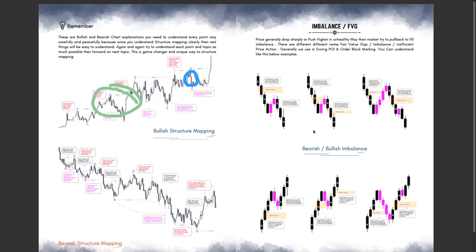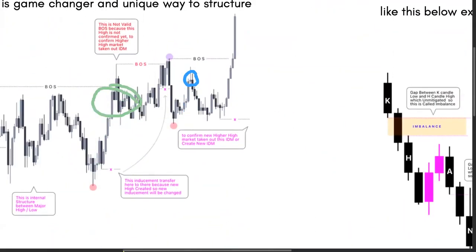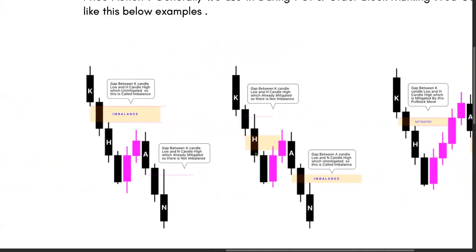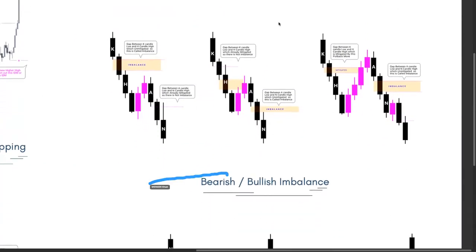The first imbalance. Which one? This is a structure mapping, and this one is an imbalance. Correct. The first one is a proper imbalance.